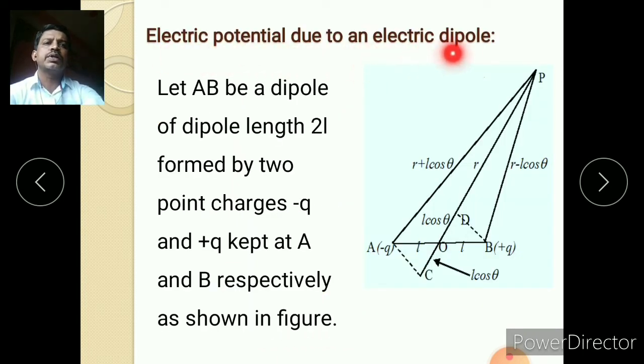Electric potential due to a dipole. Let AB be a dipole of dipole length 2L formed by two point charges minus Q and plus Q kept at A and B respectively, as shown in the figure. So here we consider two points A and B. A is minus Q, B is plus Q. The distance from O to A is L, from O to B is L. Therefore, the AB distance is 2L.